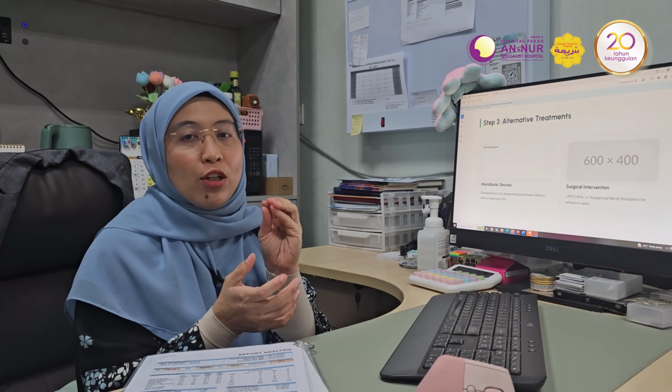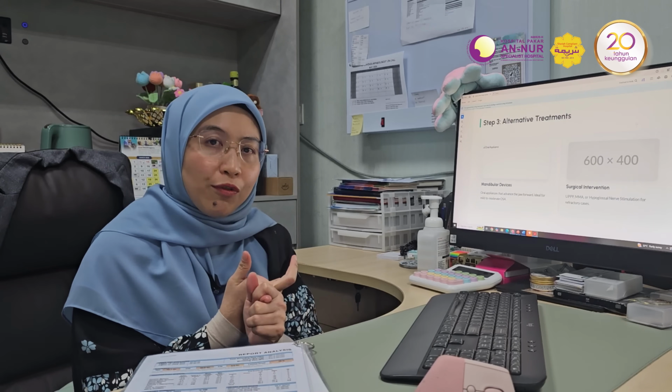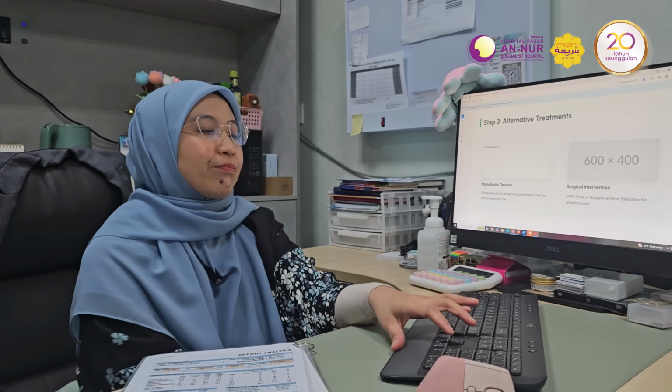Next, we also have a few alternative treatments, such as first, the mandibular device, which usually depends on the patient. This is an oral appliance that advances the jaw forward and is ideal for mild to moderate OSA. Third, we also have surgical intervention. Surgical intervention is usually for patients in whom we diagnose a site of obstruction, such as inferior turbinate hypertrophy or tonsillar hypertrophy, that causes the airway to narrow during sleep.